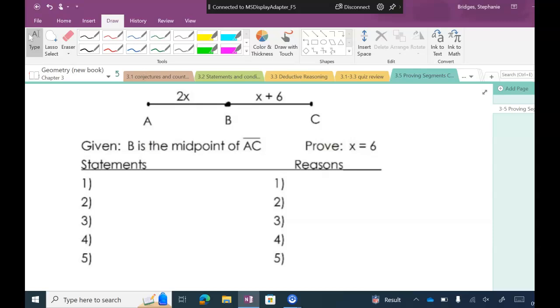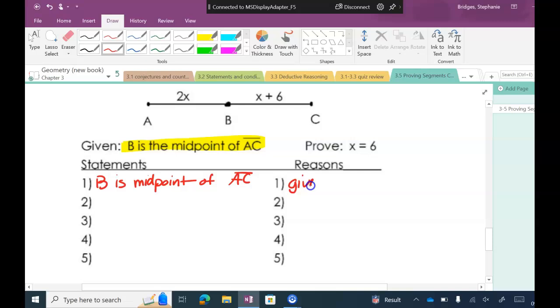Your very first statement is always the stuff that is given to you. What does it say next to given? B is the midpoint of AC, so that's exactly what we want to write. Word for word, exactly as it's written next to the word given. I don't have to think of anything. I don't have to change anything. All I do is recopy this given statement here. So B is the midpoint of segment AC. And that is because it is given.